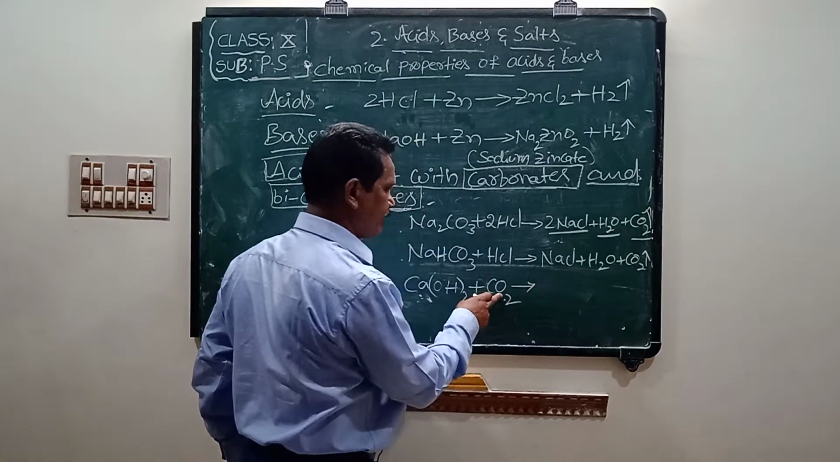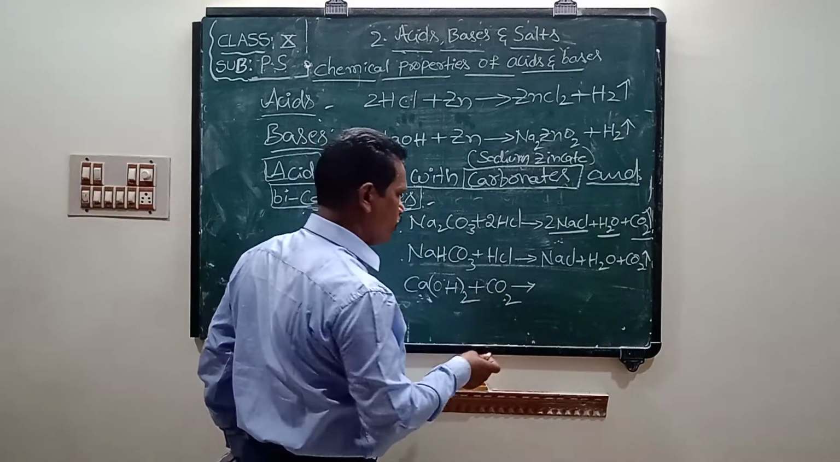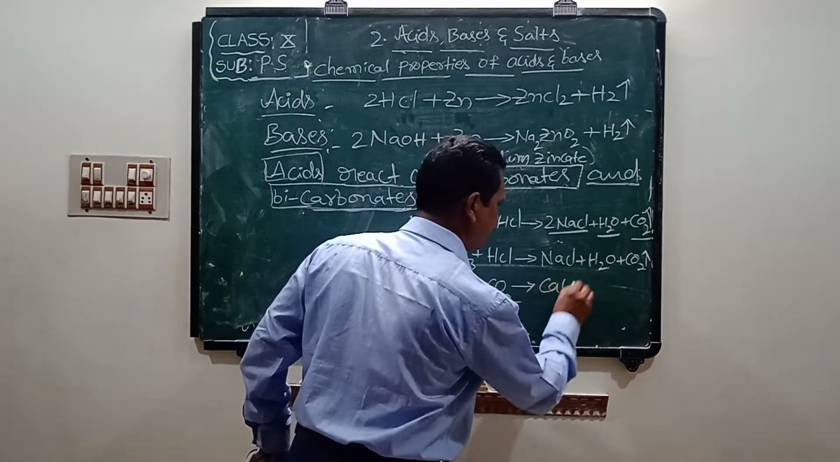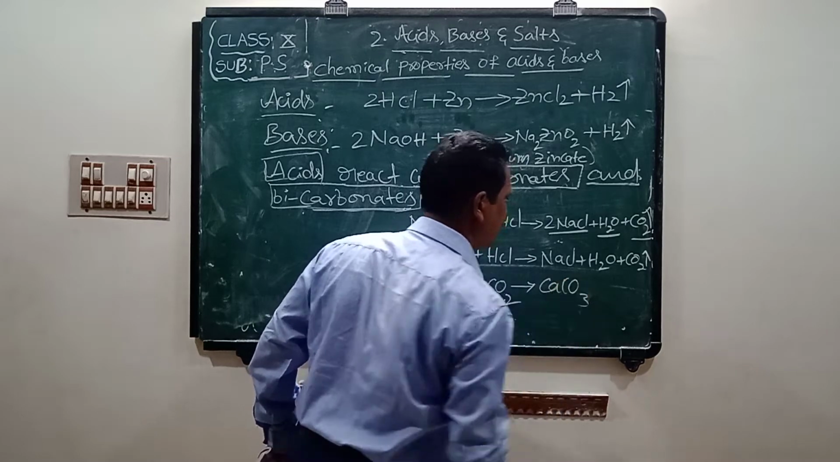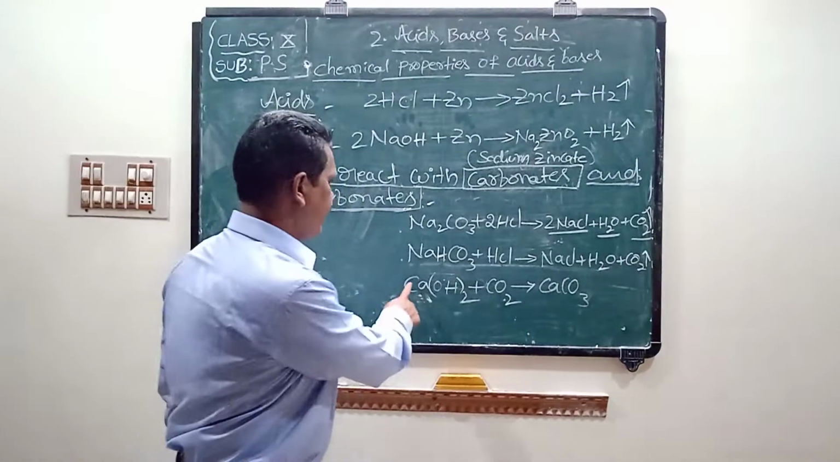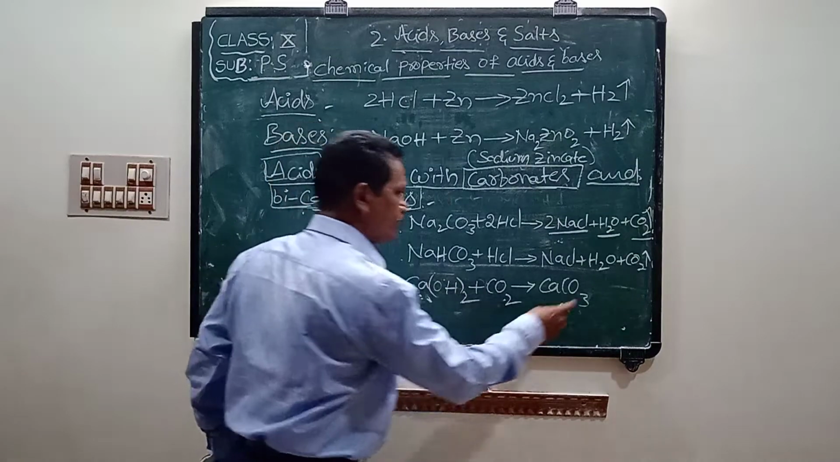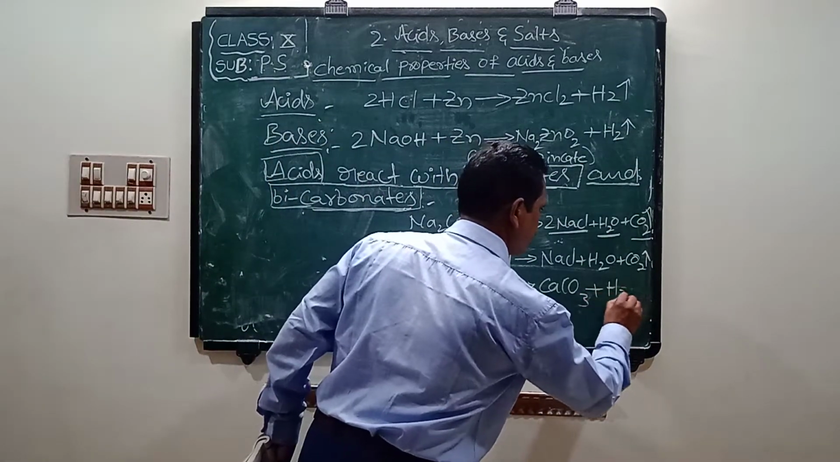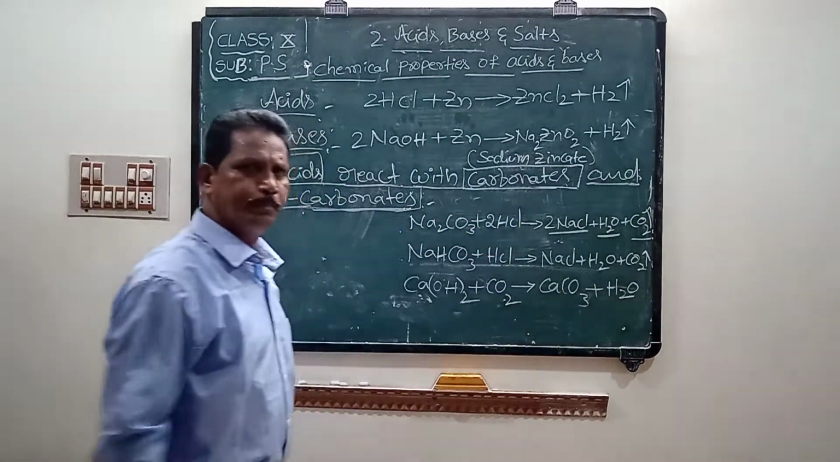Carbon dioxide gas turns the lime water milky white. Milky white means CaCO3 precipitate, calcium carbonate. Ca(OH)2 plus CO2 gives CaCO3 plus H2O.